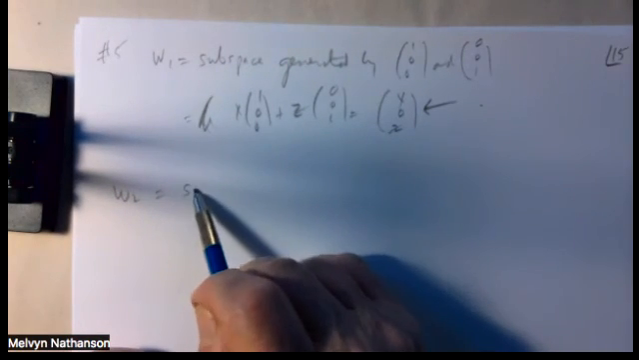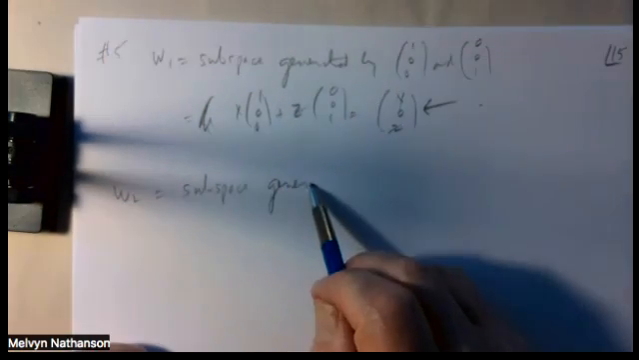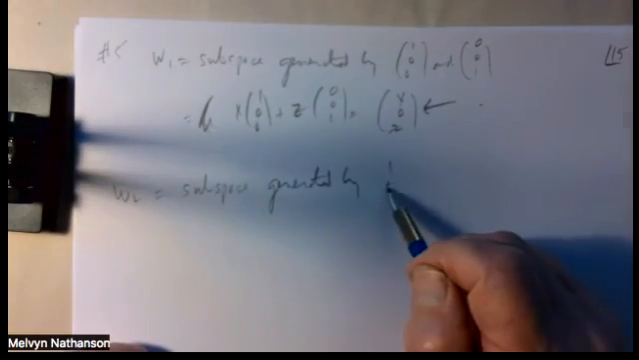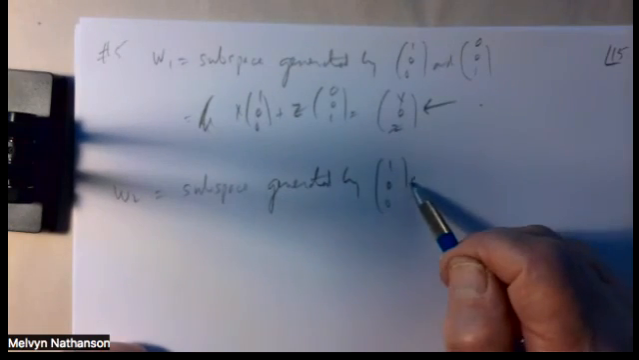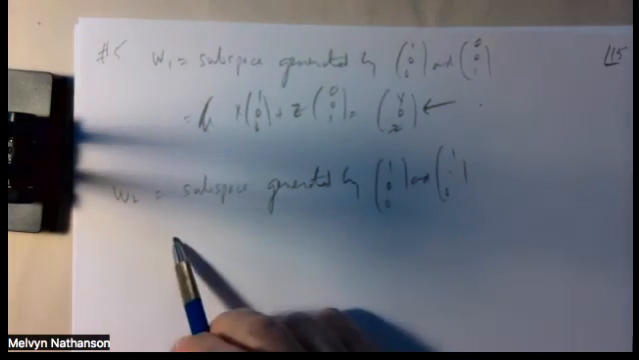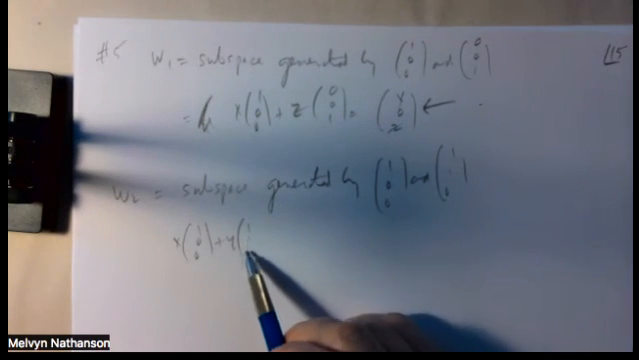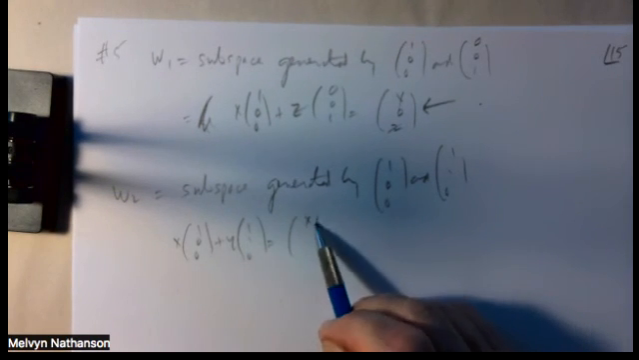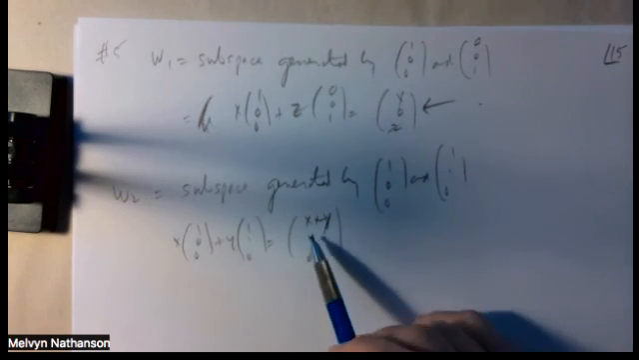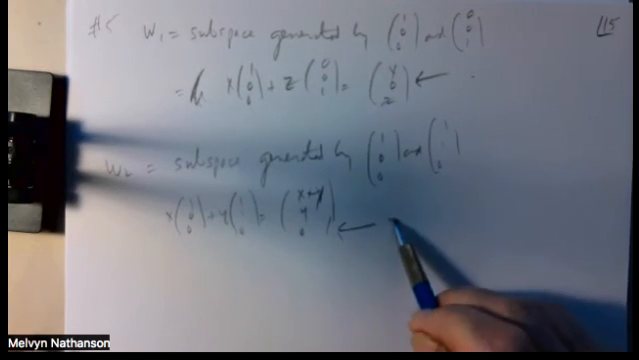And W2 is the subspace generated by the vectors (1, 0, 0) and (1, 1, 0). A linear combination of these vectors is something that looks like (x plus y, y, 0). So you can choose x and y arbitrarily. So this is all vectors where the third coordinate is 0.